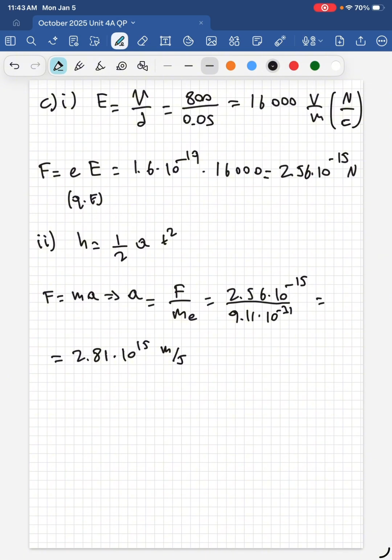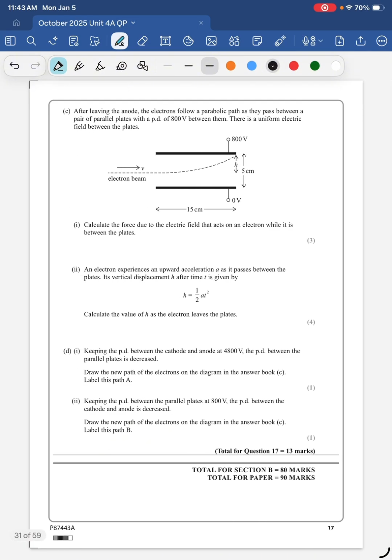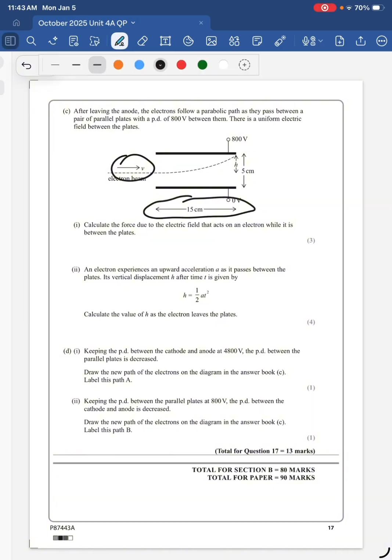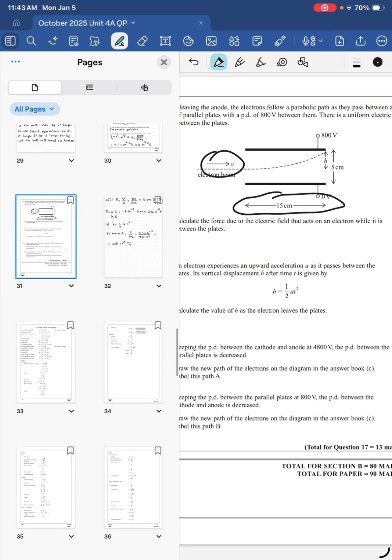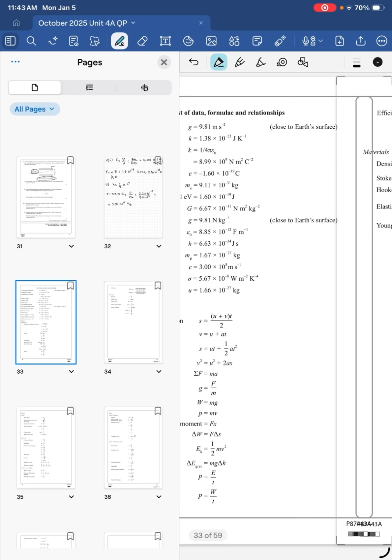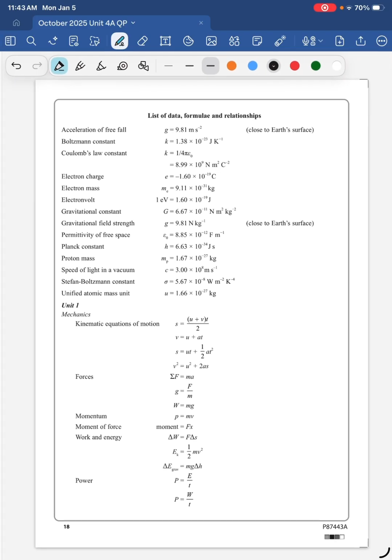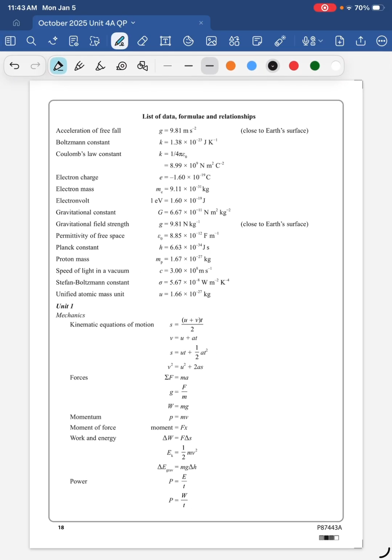And we also need t. How can we find t? We are given this distance, 15 centimeters, and we know the initial velocity of the electron. So in the horizontal direction, if we use SUVAT equations, and I'm going to remind you the SUVAT equations, are they here or here? Okay. So in the horizontal direction, x is u times t plus 1/2 at squared.